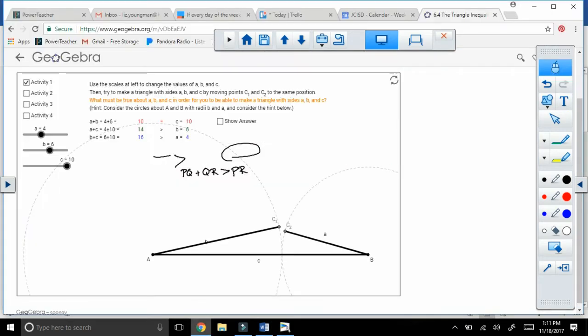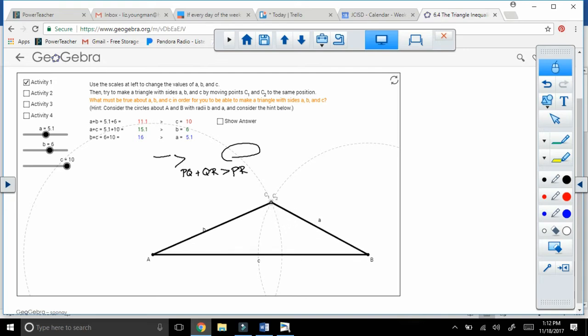If these two add up, so 4 and 6, if those add up to be exactly 10, it kind of looks like they do here, but they wouldn't actually reach each other until they got to be exactly 10, and that wouldn't make a triangle. So what it says is one of those is going to have to be over. When you add them up, they're going to have to be more than that third side, so that when you swing these up, you get a nice triangle.